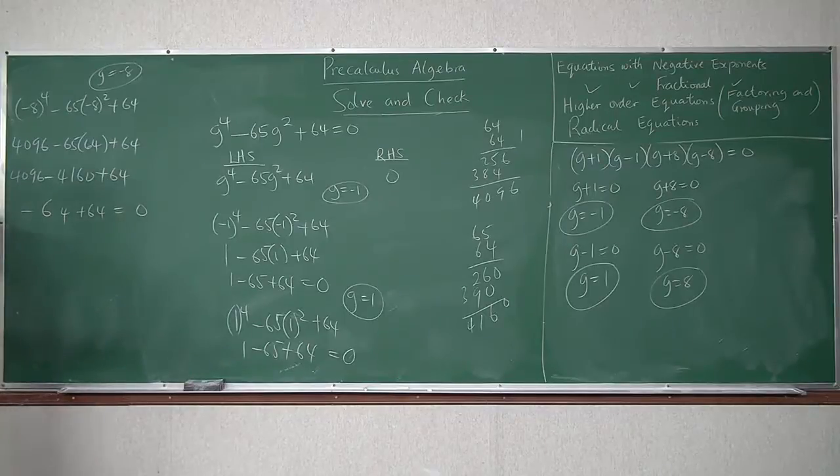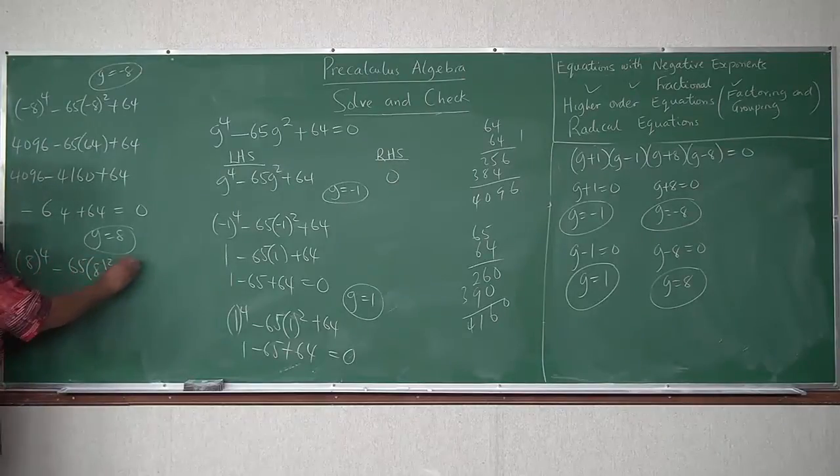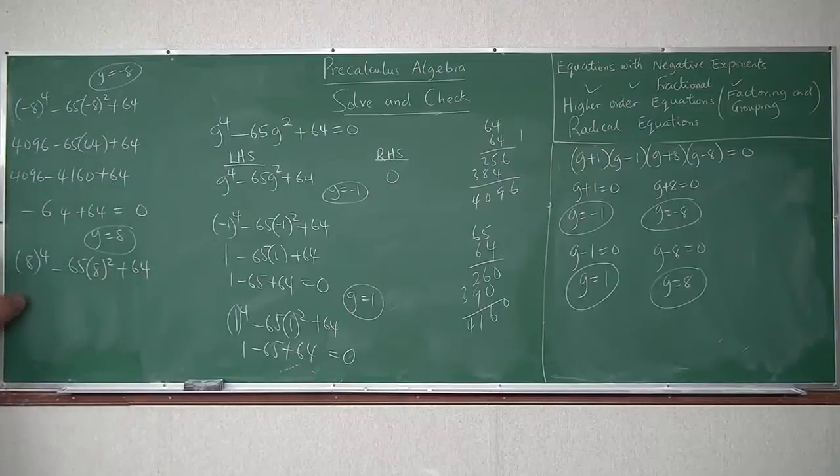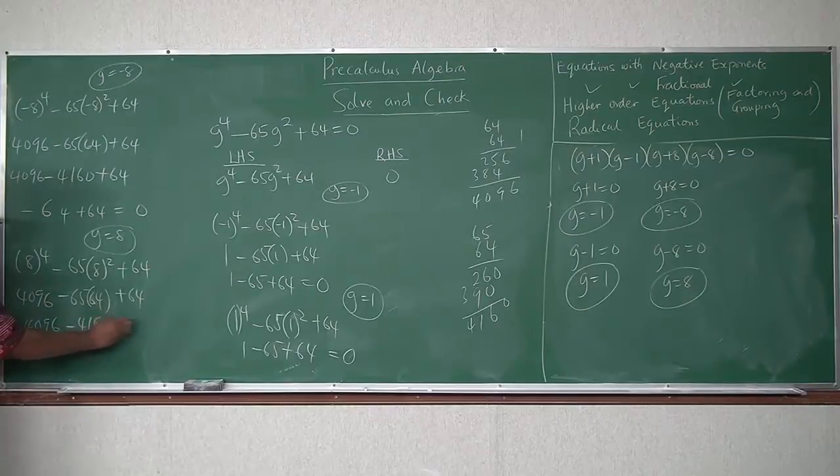Okay. So this worked. Now, g equal to 8 will also work. This is 8 to the 4th minus 65 times 8 squared plus 64, and that is 4096 minus 65 times 64 plus 64. So this is 4096 minus 4160 plus 64, and that will give you 0.